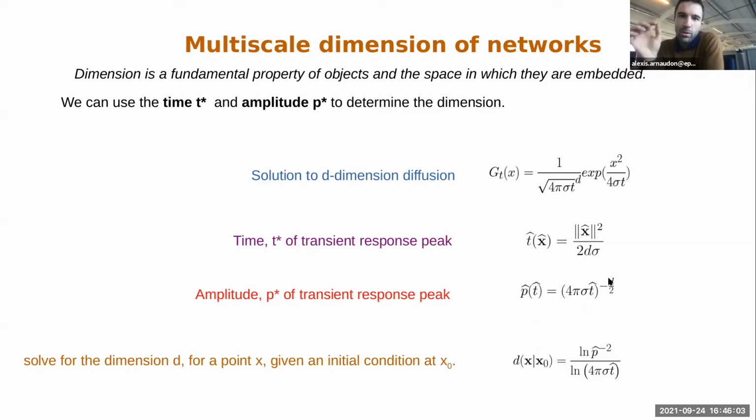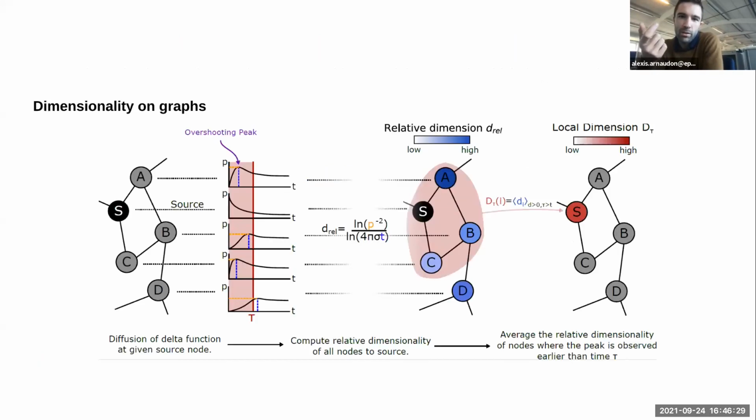So I can just say, if I record t hat and p hat for any kind of diffusion initial conditions, I can invert those equations and get the notion of d, dimension, given the source delta function at x0 and the location x. So this gives us a notion of dimension between two points. And this is exactly equal to Euclidean dimension. If I'm 2D, I just have d equal 2 for all points. Now, if I have boundaries, I will have a d that is lower than 2 if I am 2D because of the boundary effect.